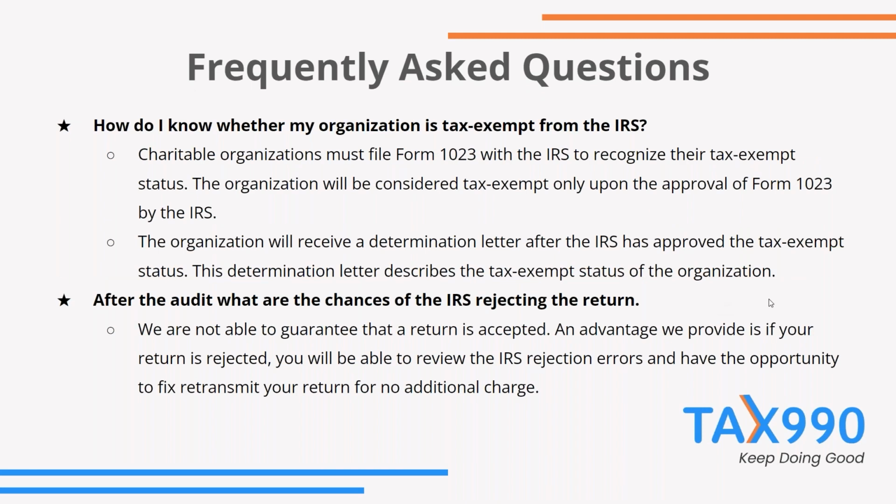How do I know whether my organization is tax exempt from the IRS? Charitable organizations must file the 1023 with the IRS to recognize their tax exempt status. The organization will be considered tax exempt only upon the approval of the 1023 by the IRS. The organization will receive a determination letter after the IRS approves the tax exempt status, and the determination letter describes the tax exempt status of the organization.